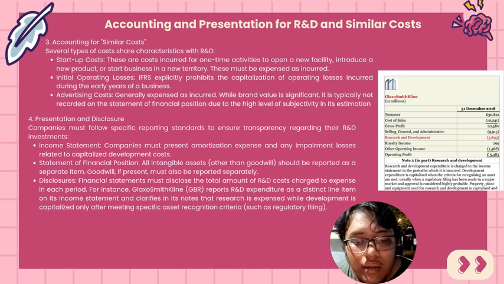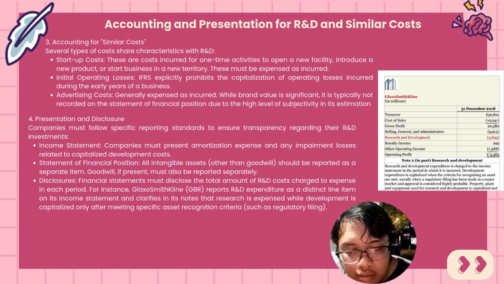And number four is the discussion of presentation and disclosure, where companies must follow specific reporting standards so that it ensures transparency regarding their R&D costs or investment. First is the income statement, where the company must present amortization expenses and any impairment losses related to capitalized development costs. Next is the statement of financial position, where all intangible assets other than goodwill should be reported as a separate item. Goodwill, if presented, must also be reported separately.